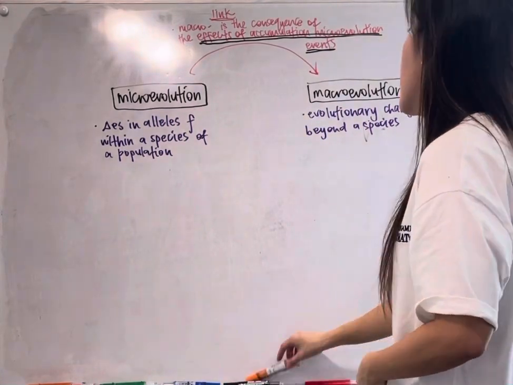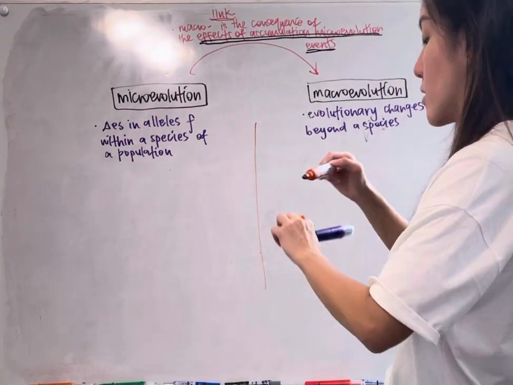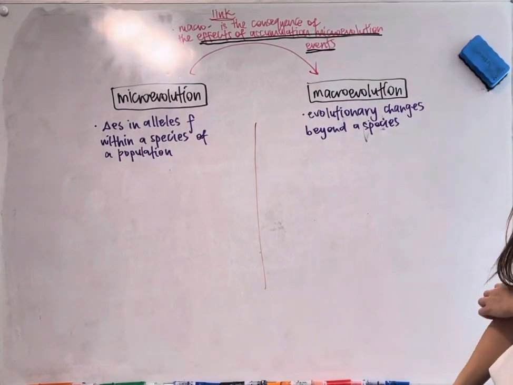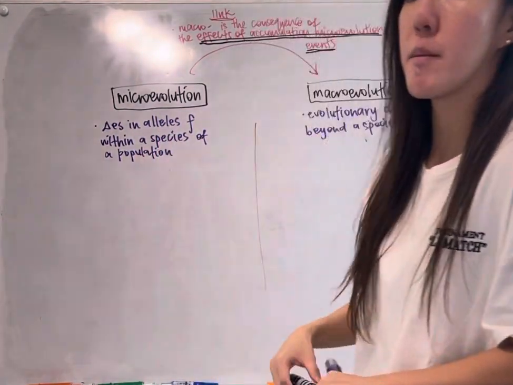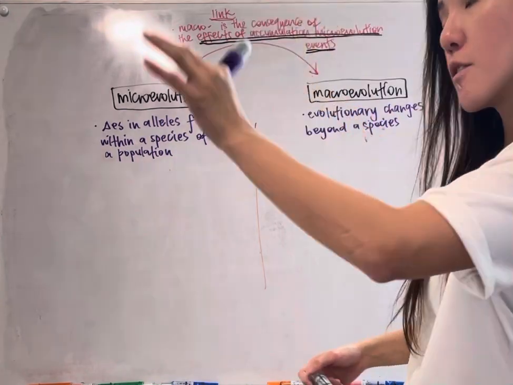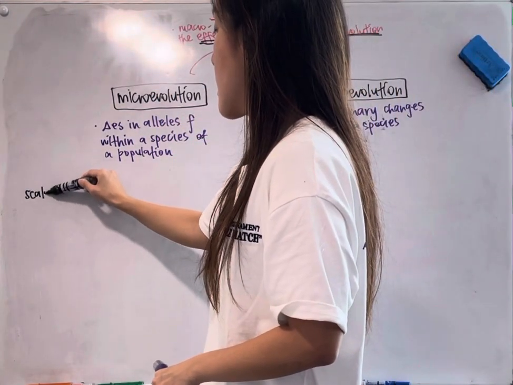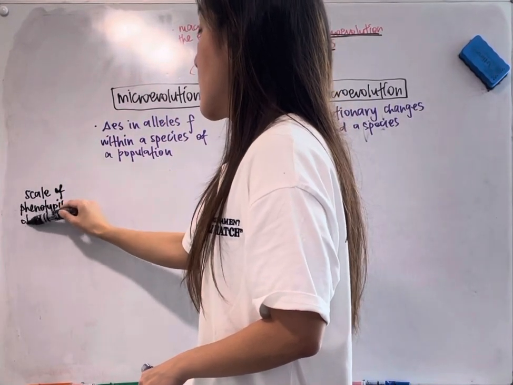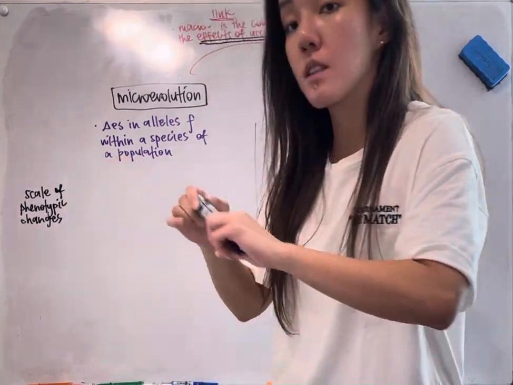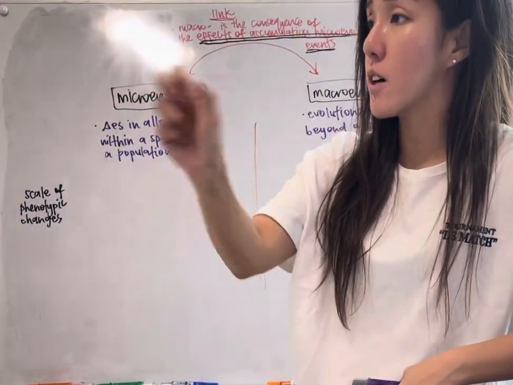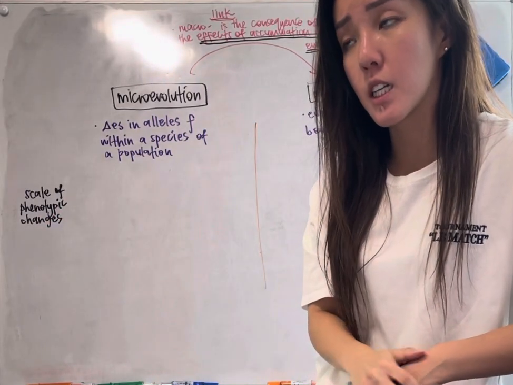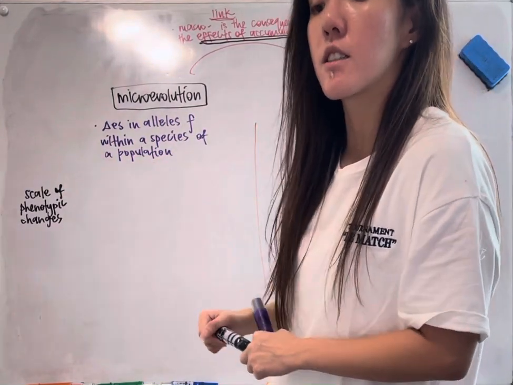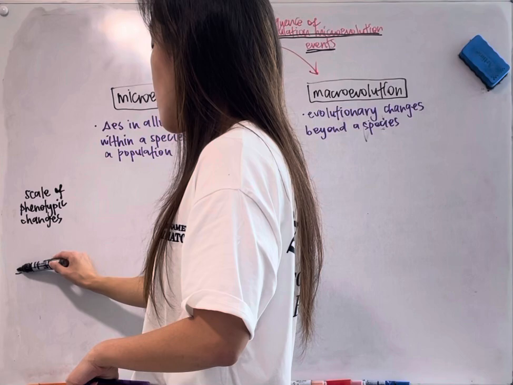Now, what is the main difference? If I draw a table, you can see the main difference between micro and macro. This is the definition of micro, and this is the definition of macro. The first difference is the scale of phenotypic changes. This is helping you because in exams, sometimes they will ask you to identify whether it is a microevolution event or a macroevolution event. So you always look out for these two pieces of evidence. One is the scale of the phenotypic changes. The other is the time scale.